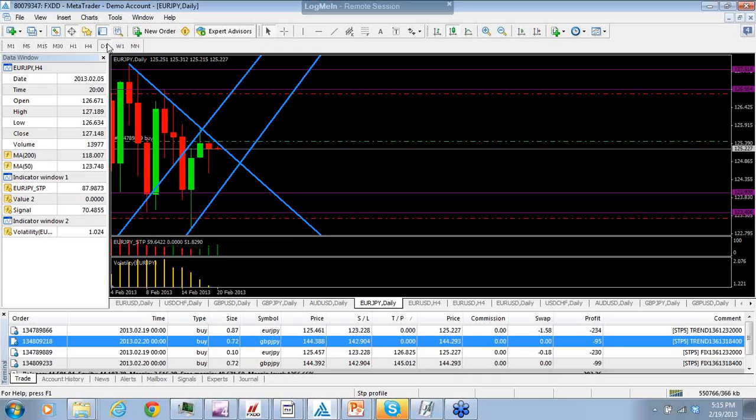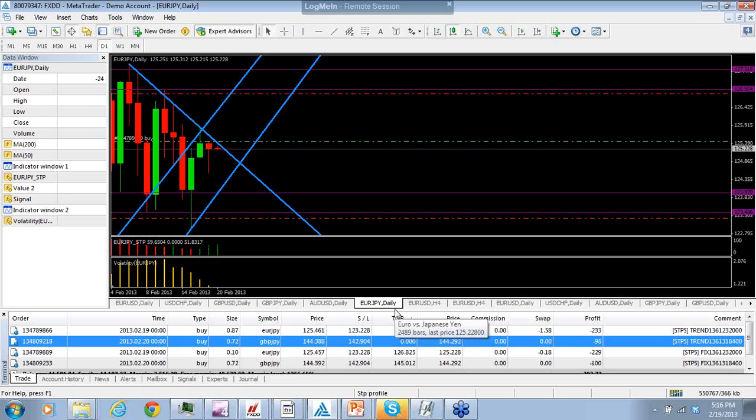So that's what we have going on for the time being as far as the STPs are concerned. So to recap, euro dollar is moving up. It's flat in the market right now. Dollar Swiss is flat. It's in the range. Pound dollar is continuing its trending toward the downside.